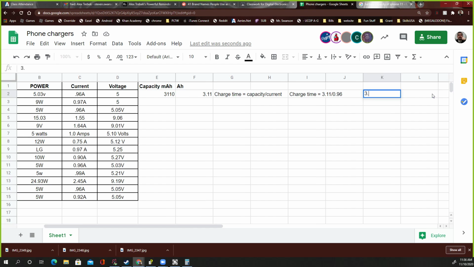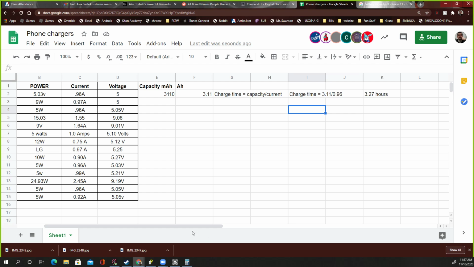So 3.27 hours. Why? How did I get hours? Because remember, the unit here is amp hours, so I'm just dividing them out. So that's how you do it. You pretty much take the capacity in amp hours, so take the milliamp hours and divide it by 3. Most likely your phones, when you look them up online, they're going to be in milliamp hours. Then move the decimal place 3 times, you're going to get the amp hours. Then take that number right here, 3.11, and divide it by the current that was going to the phone.